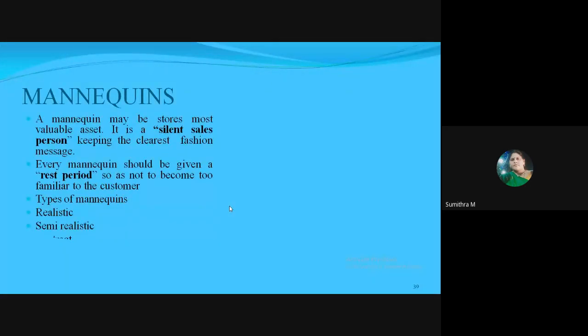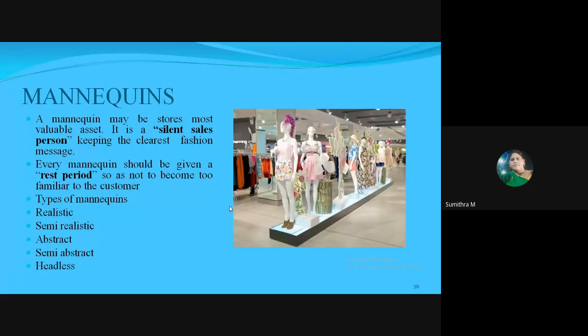Our next topic is about the mannequin. It is very important for the window display. A mannequin may be a store's most valuable asset. It is a silent salesperson keeping the clearest fashion message. Every mannequin should be given a rest period. For example, if we use the same mannequin for 2 years, 3 years, or 4 years, no one will be attracted. None of your garments is going to be sold.